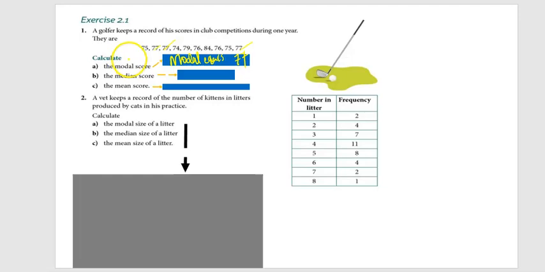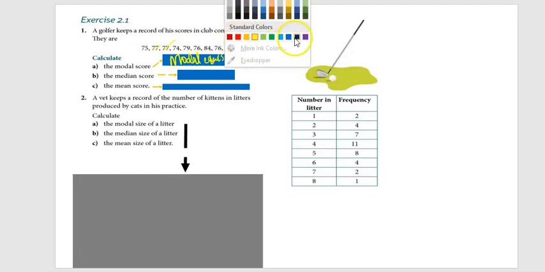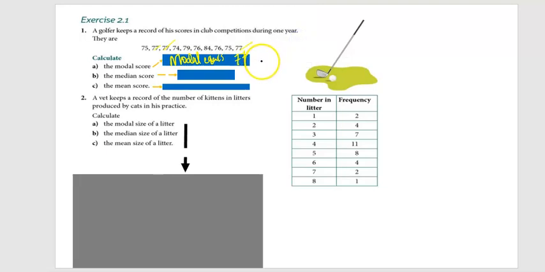What is the median score? We need to arrange the data in order for us to find the median score, right? So if we arrange this data in order, we are going to have 74, followed by 75 twice. Then we have 76 twice. Then we have 77 3 times. And then we have 79 and 84.